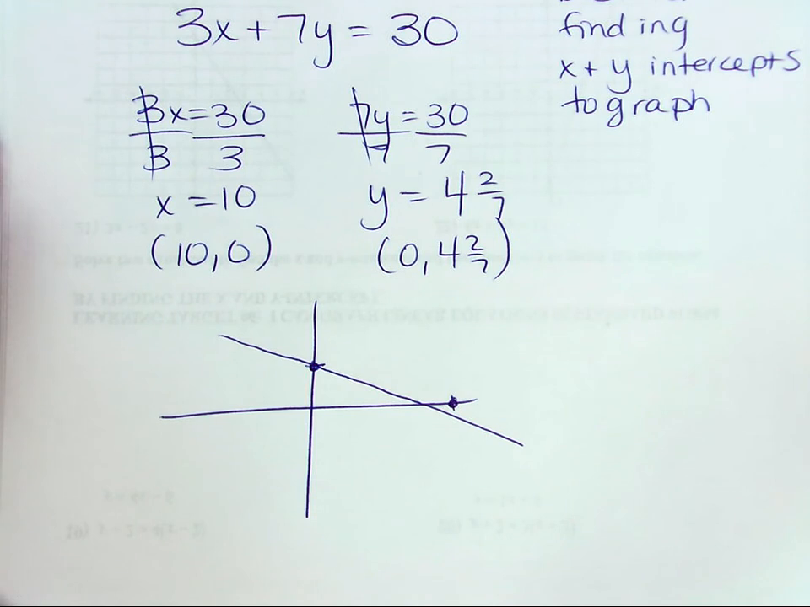Except it actually should touch the point. Okay, I should have got a ruler. It's right here. How lazy was that?